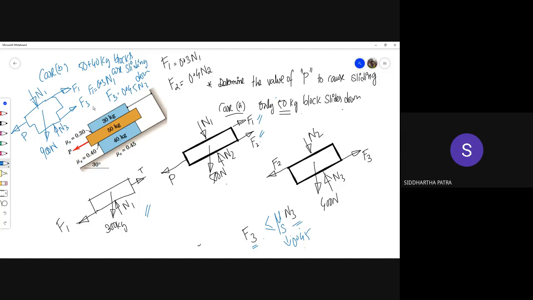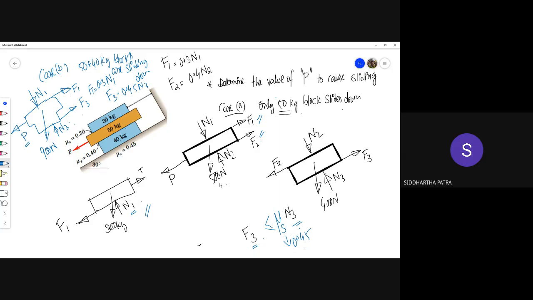So what are the unknowns? N1 and N3 are actually not unknown. You'd know the values of N1 and N3 by solving the equations of equilibrium. From the first free body diagram, you will know the value of N1. From this free body diagram, you will know the value of N3. And by the time you know N1 and N3, you'd also know F1 and F3, and from that, you can get P.